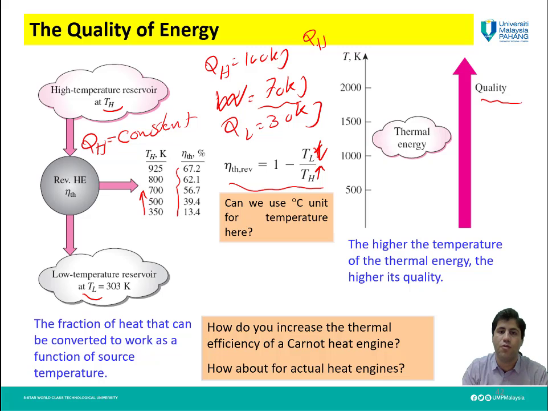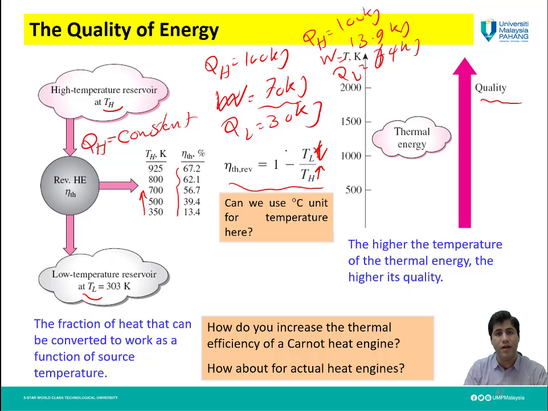For example, if QH is again 100 kilojoule, but the temperature is lower, then the thermal efficiency is only, for example, 13%. Then it means from this 100 kilojoule, only 30.9 kilojoule work can be produced. And the rest of that, QL, which is almost 64 kilojoule, will be released to the sink.